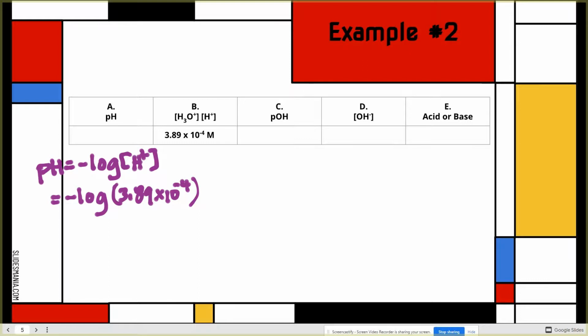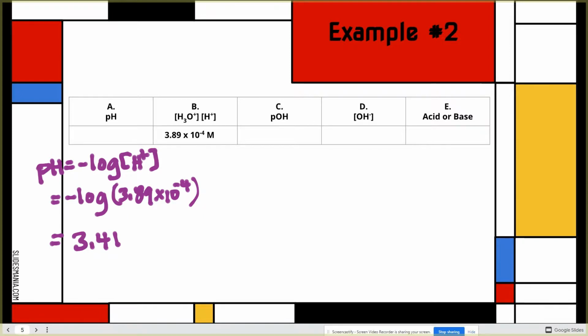So let me grab a calculator. Okay, so negative, and then let's look for that log. Log is right here, and then it's 3.89. Second function comma, and that is negative 4, and the answer is 3.41. So this is 3.41. If you get a negative answer in your pH, that might be wrong. So just make sure that you put in that negative sign before the log. And I just rounded it off.